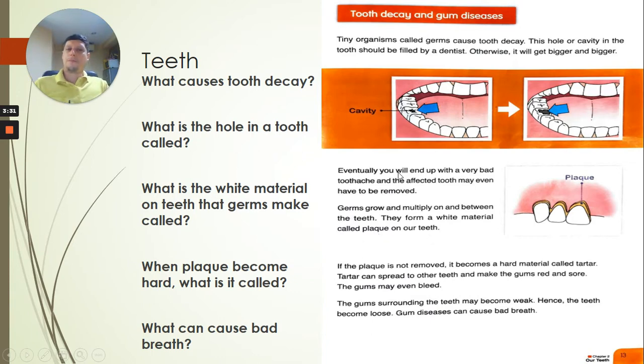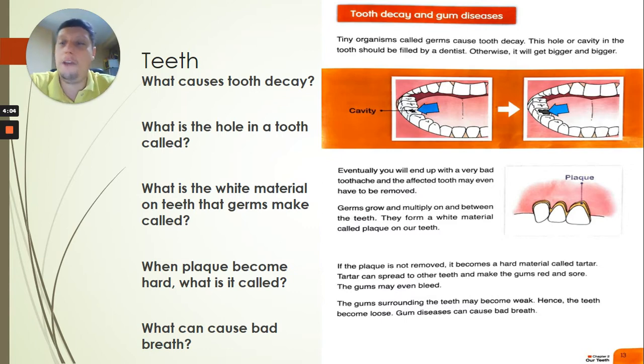Okay, so if you have a cavity, this will end up causing you to have a very bad toothache. So like I said, your teeth are so sore, you won't be able to talk or eat. All you could do is cry because the pain is so bad. And then you'll have to go to the doctor. And if you have a big, huge cavity like this, maybe the doctor can't save your tooth anymore. So they can't just fill it in. They'll have to take it out.